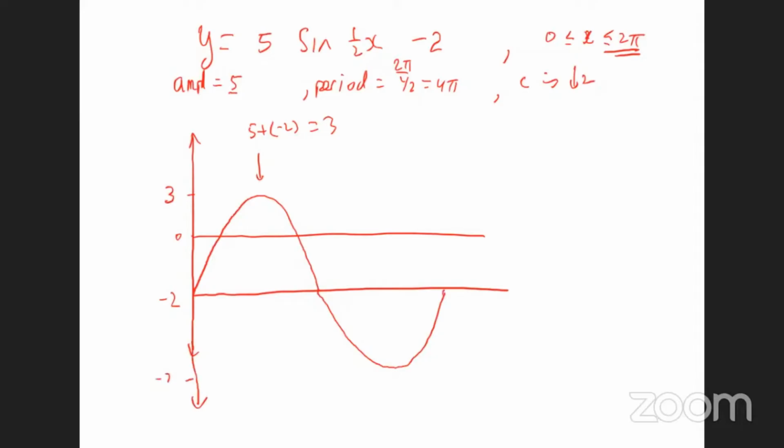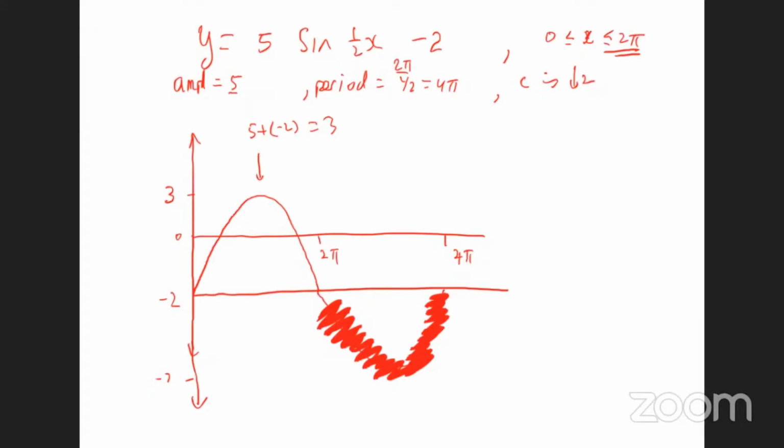But we have a big problem, right? A whole cycle takes 4 pi, but I didn't ask for 4 pi. I asked for 0 to 2 pi. So therefore, you're only going to show half the cycle. So that's what your answer will look like.